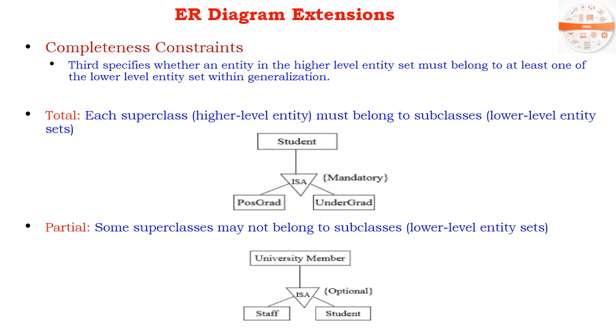And next one is completeness constraint. Here, whether the entity in the higher level entity set must belong to at least one of the lower level entity sets within the generalization. So here we categorize it as total and partial. Total means what? Each superclass entity must belong to subclasses. Partial means what? Some superclass entities may not belong to subclasses. For example, total means the student is mandatorily either postgraduate or undergraduate. In partial, the staff is a member of the university or the student is a member of the university.